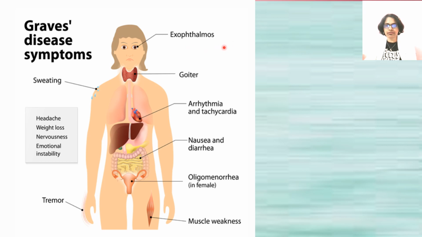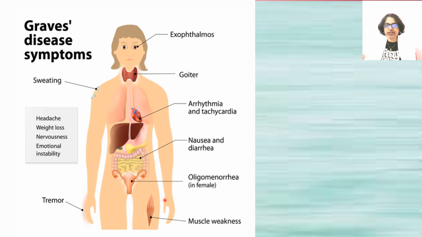That is exophthalmos. Then goiter. So goiter, enlargement of the thyroid gland, will be noted, and the person may be having arrhythmia and tachycardia. So an increase in the heart rate can be noticed here. And also coming to the GI system, the patient may be having nausea and diarrhea.